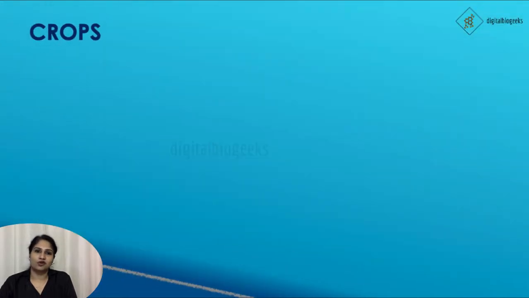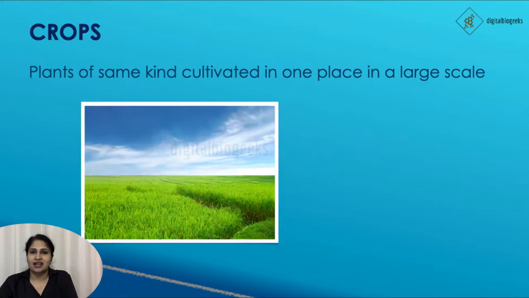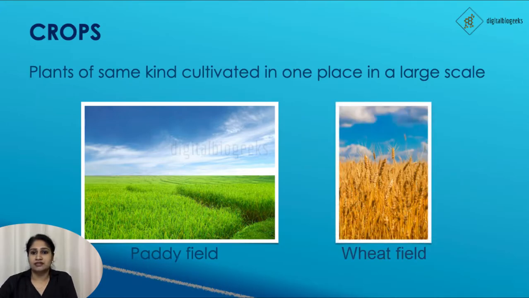Let's move on to crops. The same kind of plants which are cultivated in a large area at one place are called crops. Let me show you a paddy field. Here you can see only paddy in this large area. That's why it's called a crop. Now this one is a wheat field. In a large area only wheat is cultivated.